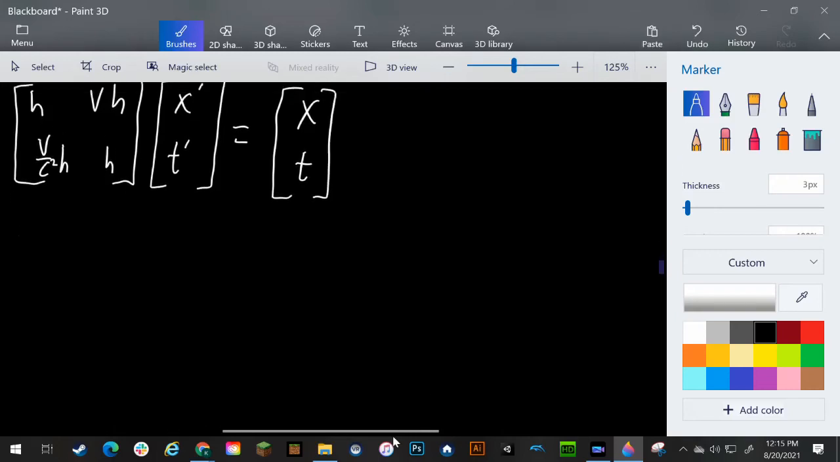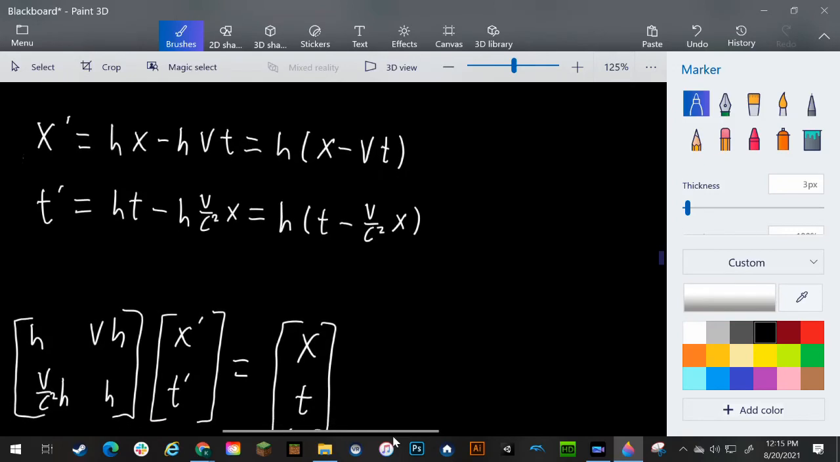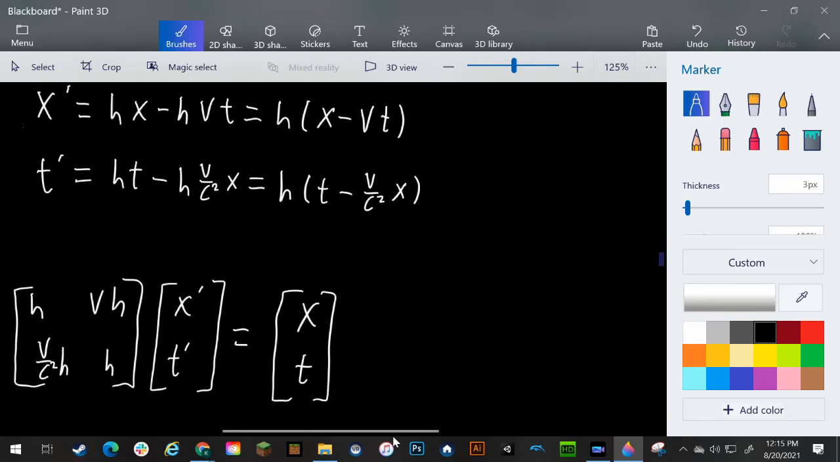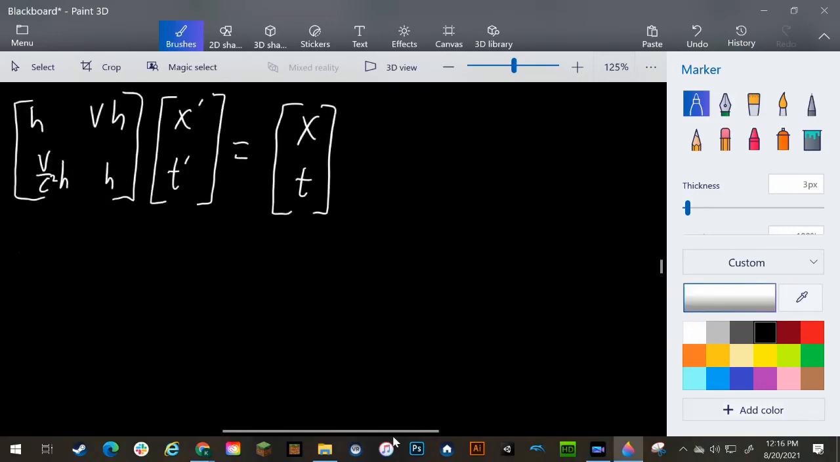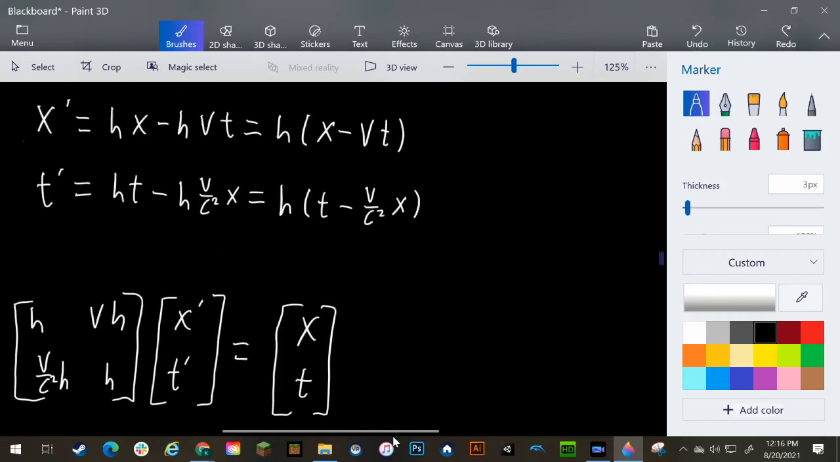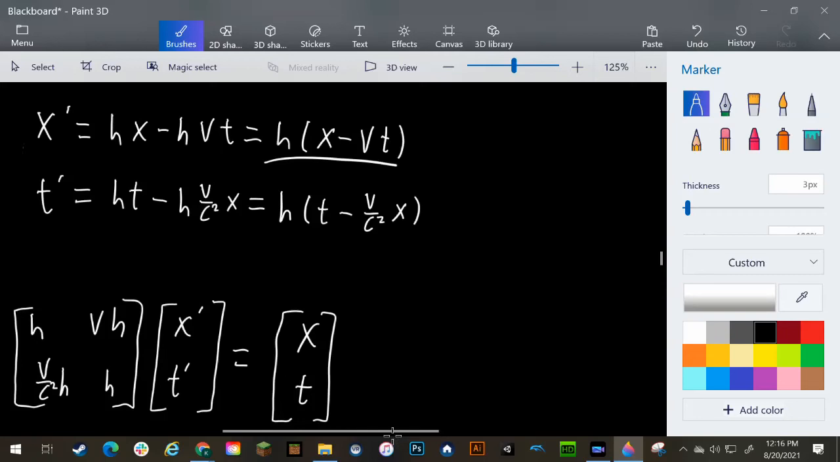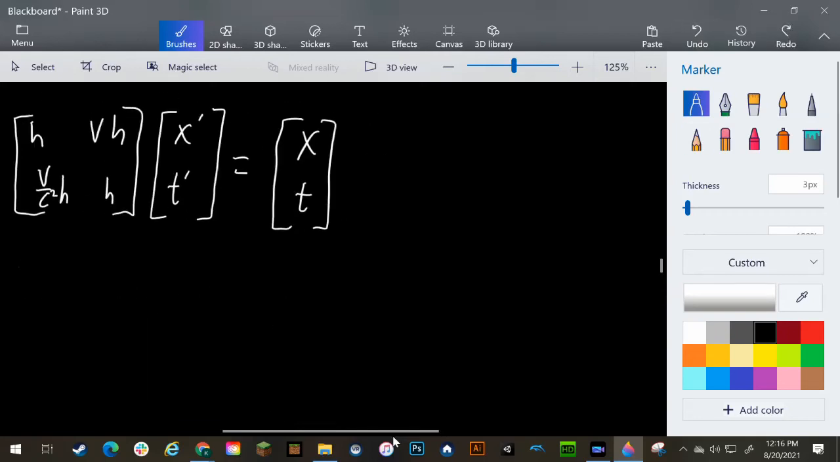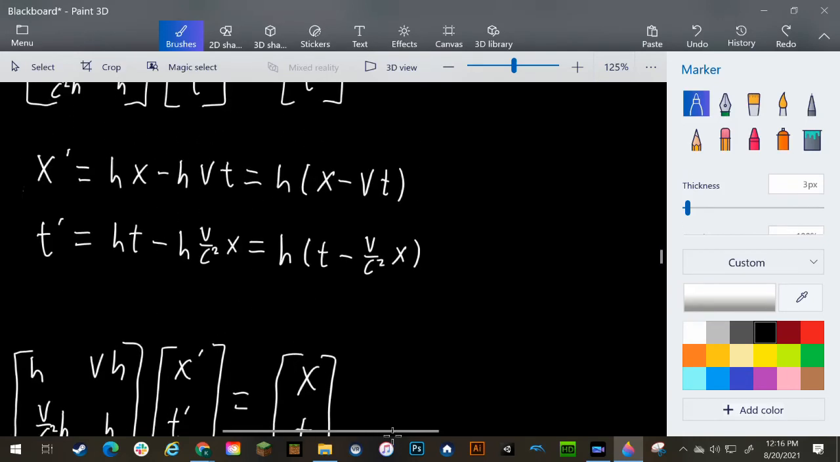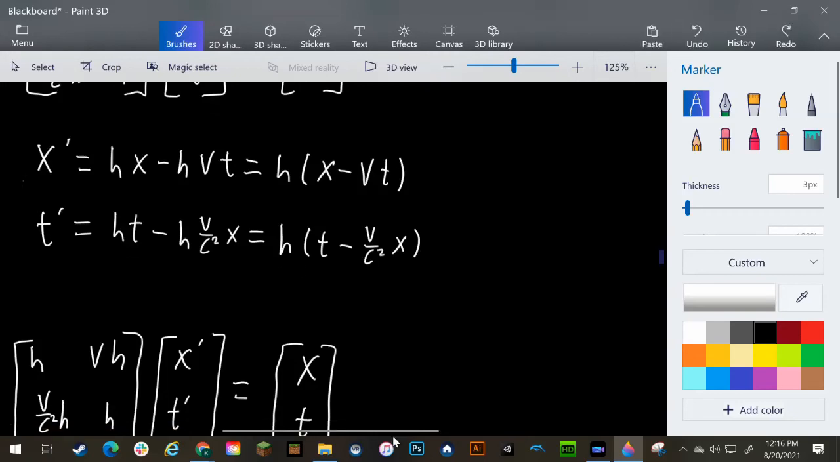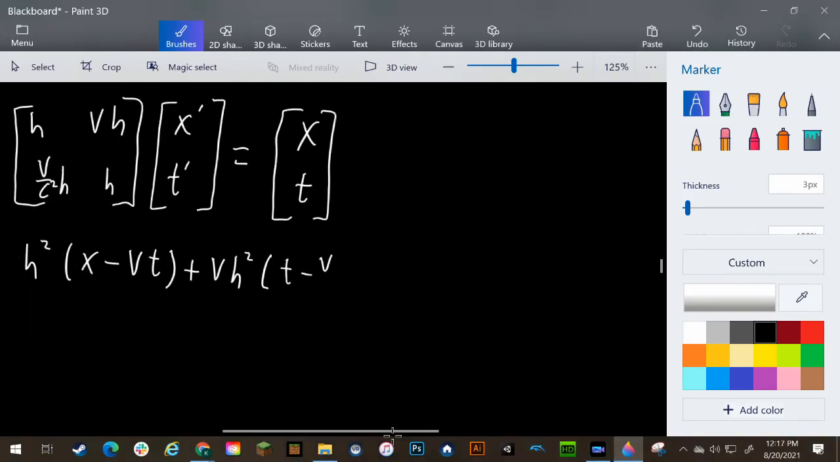And how does that help us? Well, we know what x prime and t prime are in terms of x and t. So we should be able to eliminate some variables that way. So let me actually apply this matrix to x prime and t prime. So we have h times x prime. Well, we know that x prime is this term with an h out front, and so that's just going to give us an h squared. And then we need to add to that v h times t prime. And again, t prime will have an h out front, so we're going to get v h squared in front of this term. And this should just be equal to x.